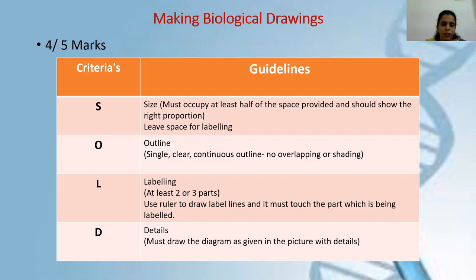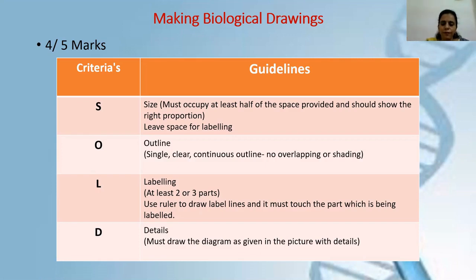Here in labeling, one more thing you have to remember: you should use a ruler to draw label lines. Whenever you're labeling the diagram, always draw the line using a scale, and the line should actually touch the part which is being labeled. For example, in a diagram of a flower, if you're labeling the petal, the line which you draw using a ruler must touch the petal.